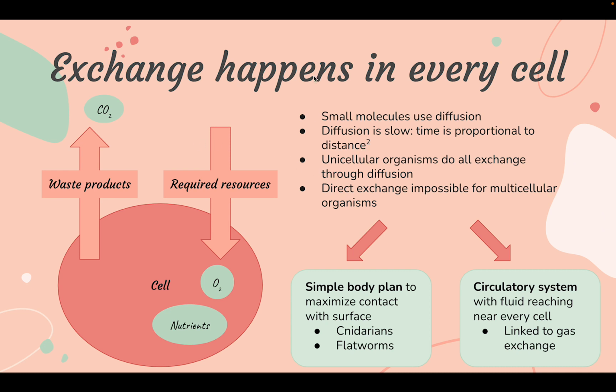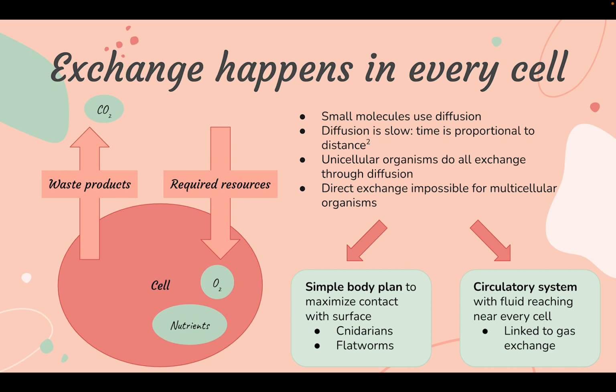So, since exchange has to happen in every cell, it's pretty easy for unicellular organisms to just do all their exchange through diffusion. They've only got one cell, so there's really not a lot of distance to transport between. But direct exchange with all of the cells is impossible for multicellular organisms, which is why we need circulatory systems.